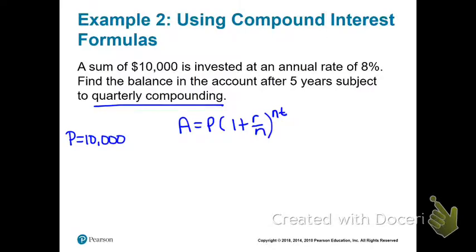At an annual rate of 8%. So our R is 8%, but remember we want it as a decimal. If I divide 8 by 100, I get 0.08. It says find the balance after 5 years. Find the balance means we're looking for that ending amount. After 5 years, so T is going to be 5. Quarterly compounding means it's compounded 4 times per year. So N is going to be 4. And so we're just going to plug this in.